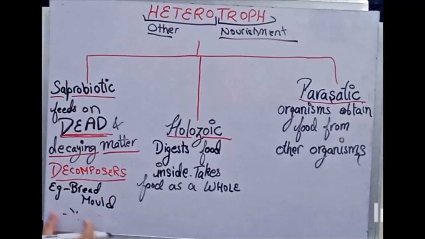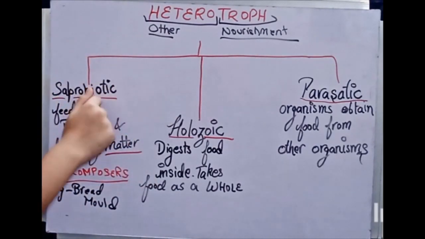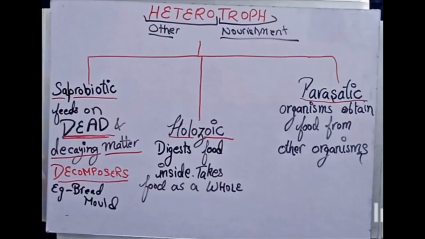Let's first talk about bread mold. It grows, means it multiplies on the bread and then it starts decomposing it. Actually, what happens is, saprobiotics have a weak digestive system. Means they can't take the whole food and digest it inside their body. Hence, they first digest it partially outside the body and then they eat it.